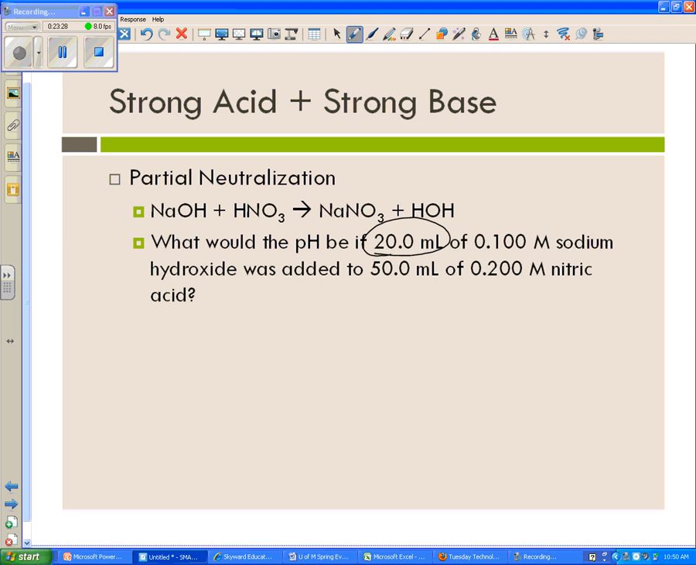In a partial neutralization, in this particular problem, the base that we add is going to neutralize some of the acid, but will all of the acid be neutralized? No. There's going to be acid remaining after the 20 milliliters of sodium hydroxide have been added. That acid that's remaining is going to affect the pH of the solution.